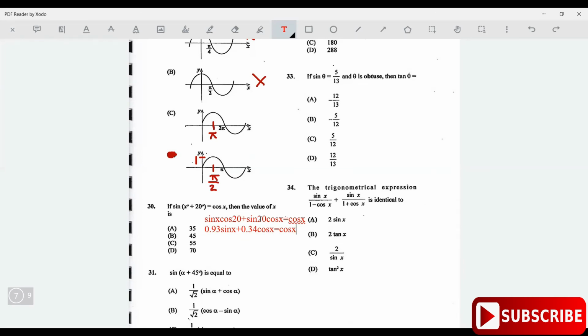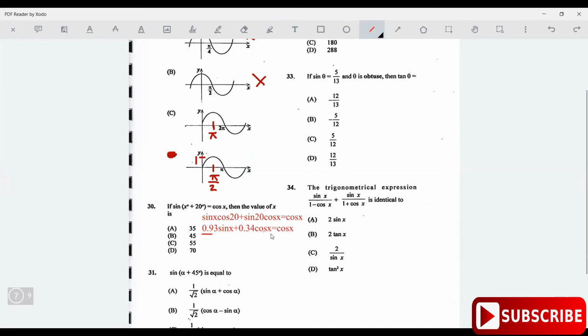Then what we can do is divide both sides by the cos of x. You can divide this entire thing by cos x. Dividing both sides by the cos of x, what you're going to get is 0.93 sine x over cos x, which gives us 0.93 tan x, and then plus 0.34. Cos x over cos x is 1, so you get 0.34 equal to 1.